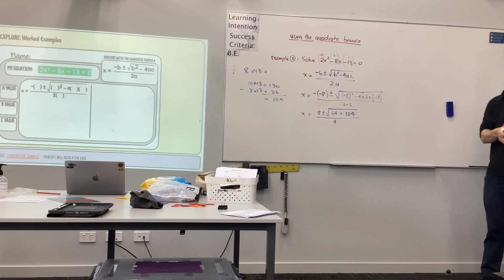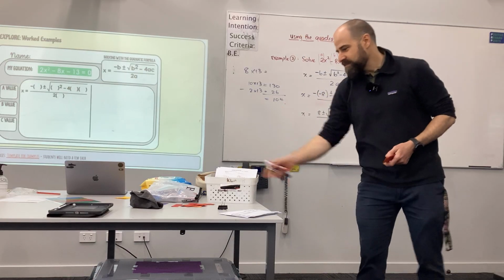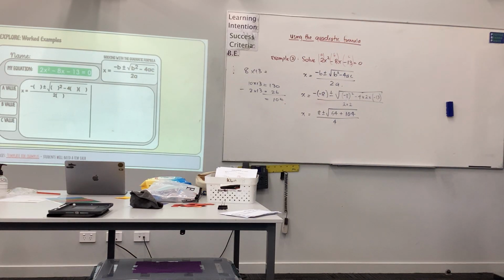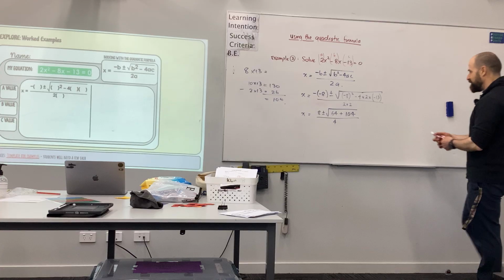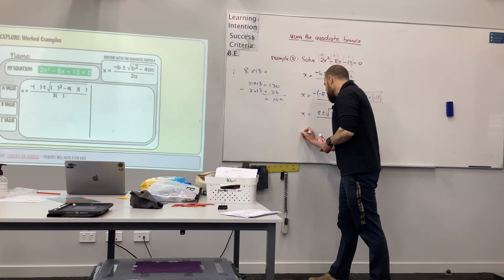Okay, what do we do next, please? Zach's still right here. Sam. Add together the two numbers in the square root. All right, what is that? 64 and 104. Which is? 168.